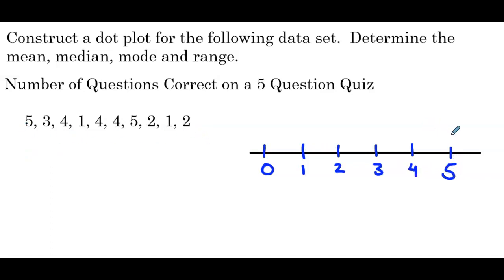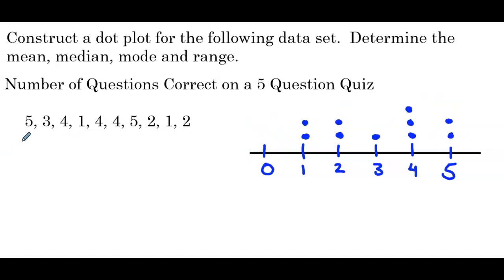Now we'll use the data set they gave us, and we'll put a dot at each data point. So we'll start with a dot at 5, then a dot at 3, 4, 1, 4, 4, 5, 2, 1, 2. Now, if you want, you can lightly cross them out as you mark them down, so you make sure you don't miss any. Okay, so there is our dot plot. We have 10 data points, 10 dots, and they're distributed as follows.